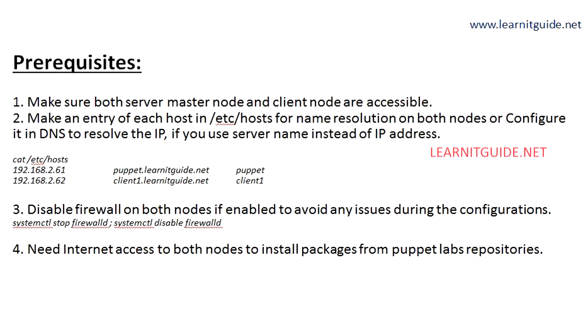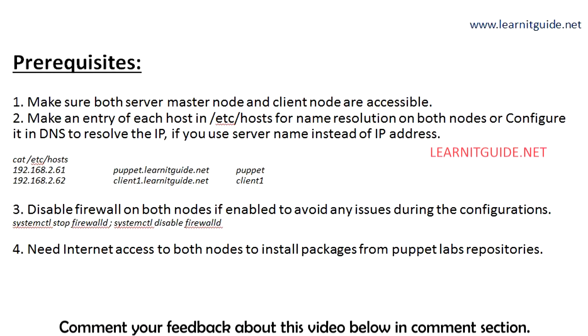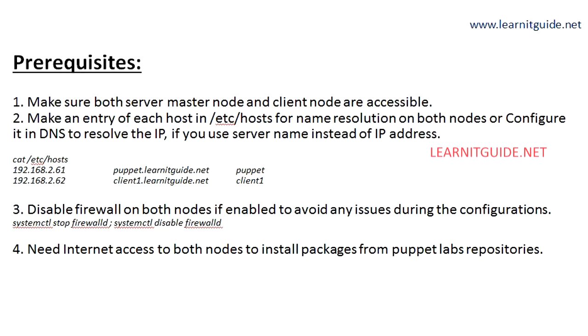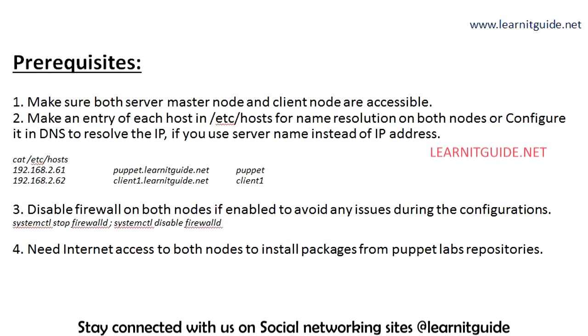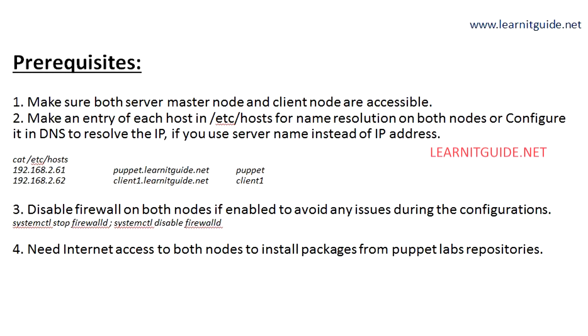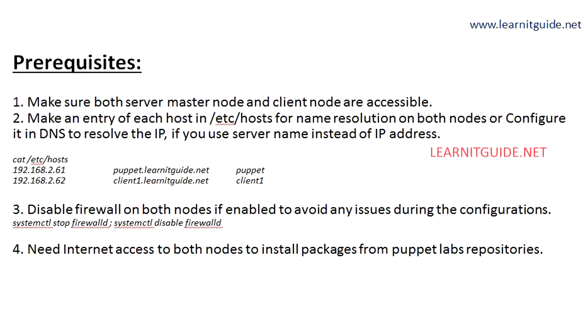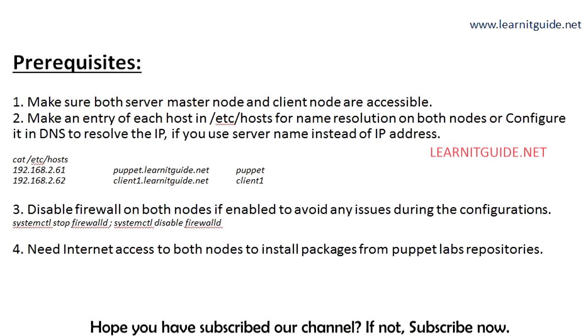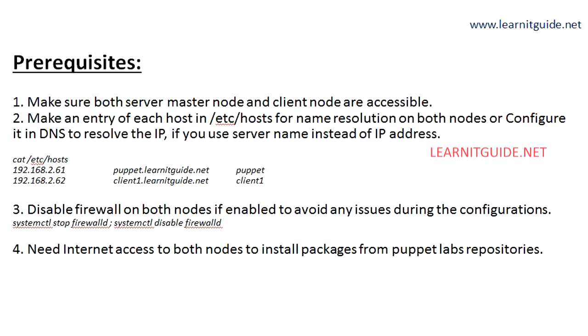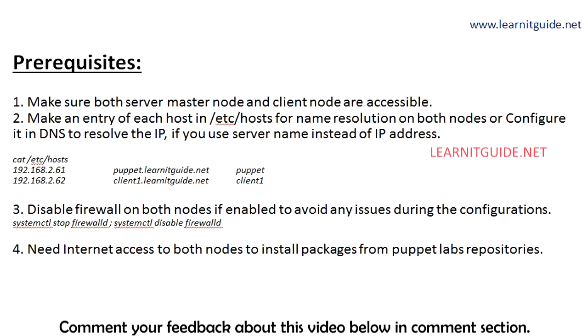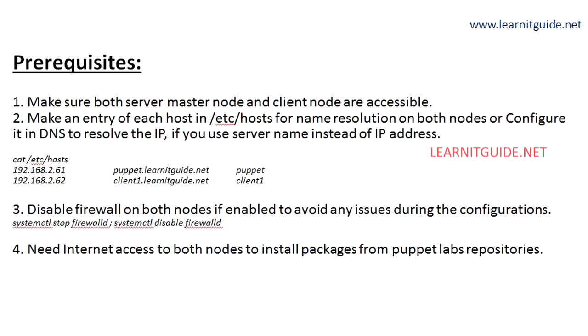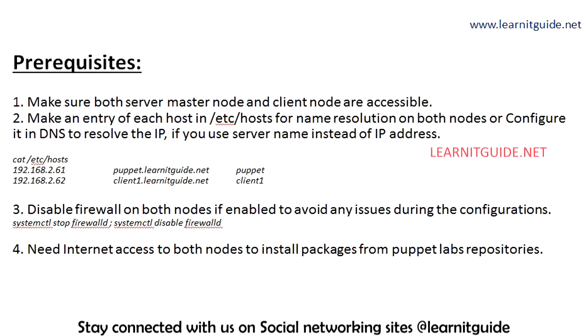Prerequisite is, make sure both servers are accessible and make an entry of each host in the /etc/hosts file for name resolution on both the nodes, or configure it in DNS to resolve the IP if you use server name instead of IP address. But I use the local name resolution file, that is the /etc/hosts file, and this is an example of that hosts file. In my case, I have mentioned the IP address 2.1 for Puppet Master and 2.2 for Puppet Client 1.